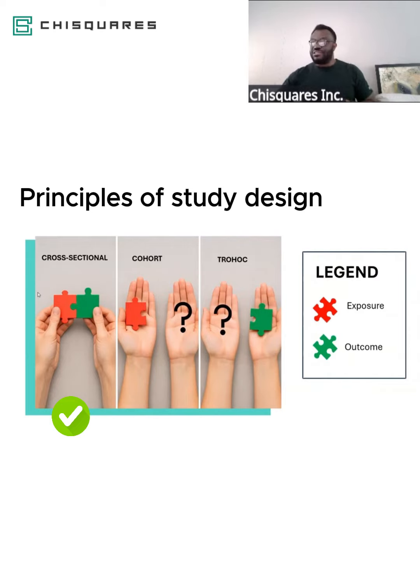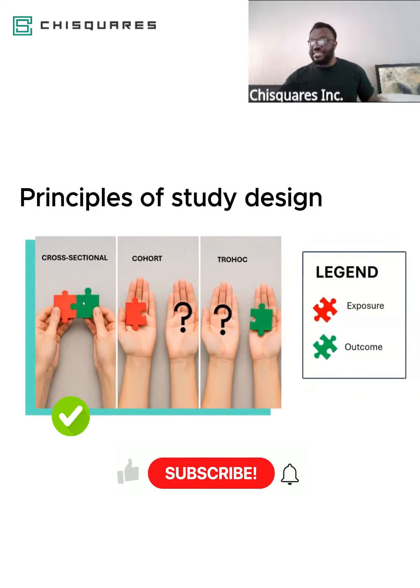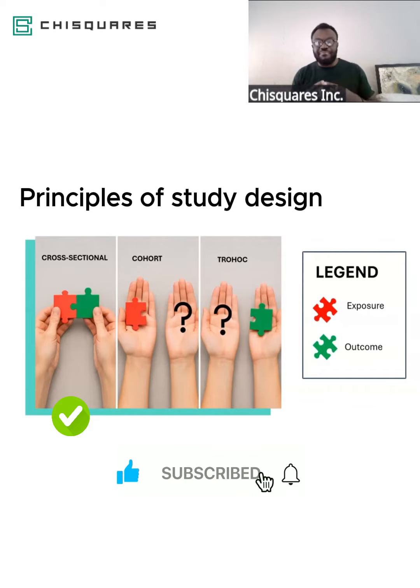So cross-sectional studies pose a dilemma because of the chicken and the egg scenario. Did the chicken come before the egg, or did the egg come before the chicken? We don't know. But the bottom line is that in cross-sectional studies, both the exposure and the outcome are measured at the same time in a single snapshot of time.